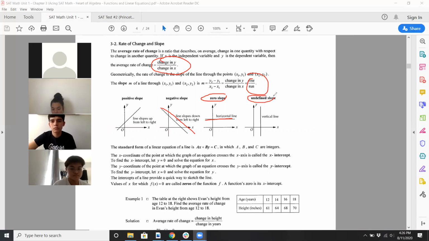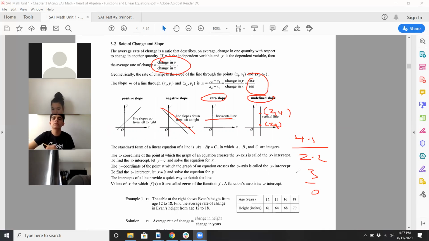Vertical lines are undefined because the change in x is 0. Like say that's (2, 1), and say it's (2, 4). If I subtract the y's and subtract the x's, guess what? I'm dividing by 0. You can't divide by 0, that's undefined.